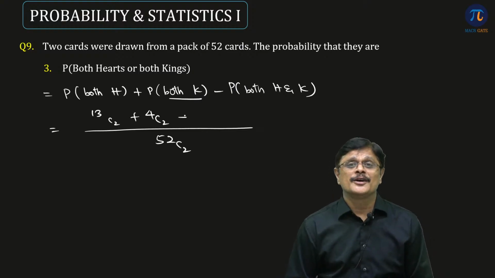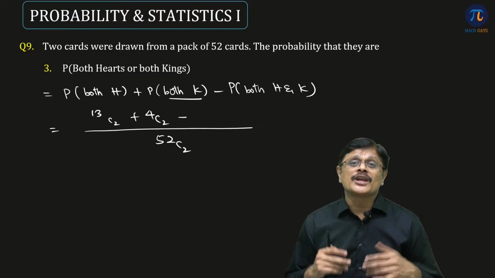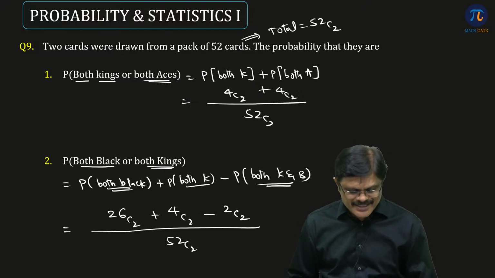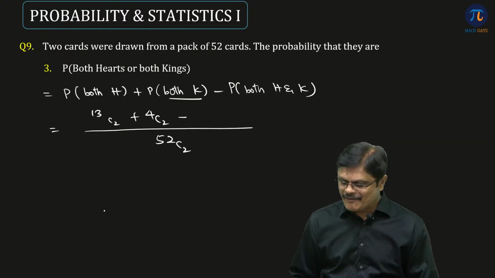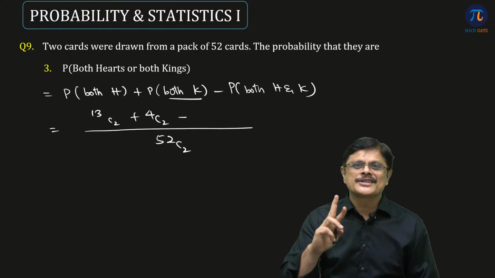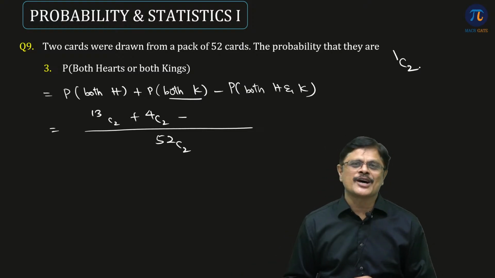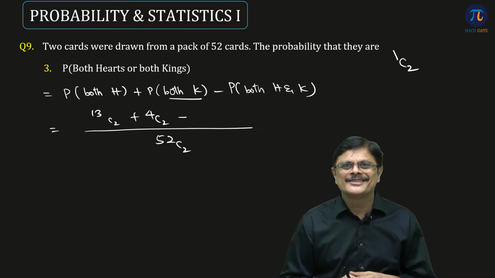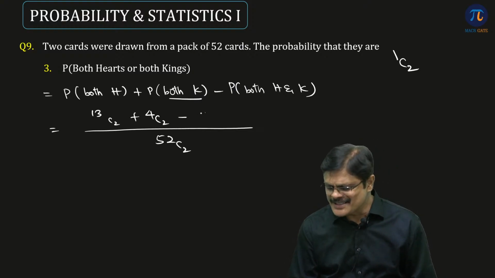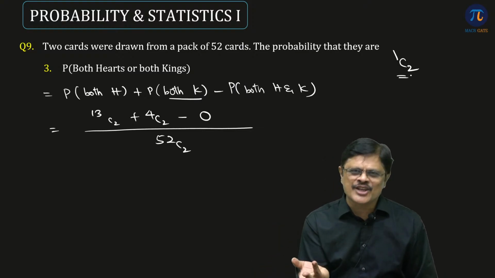Now here, both heart and king. How many cards are both heart and king? There is only one card which is both heart and king. From one card, you need to select two cards. How can you select two cards from one card? Are you going to tear it? That is impossible. That is 0. It is 1C2. From one, you need to select two cards, which is not possible.